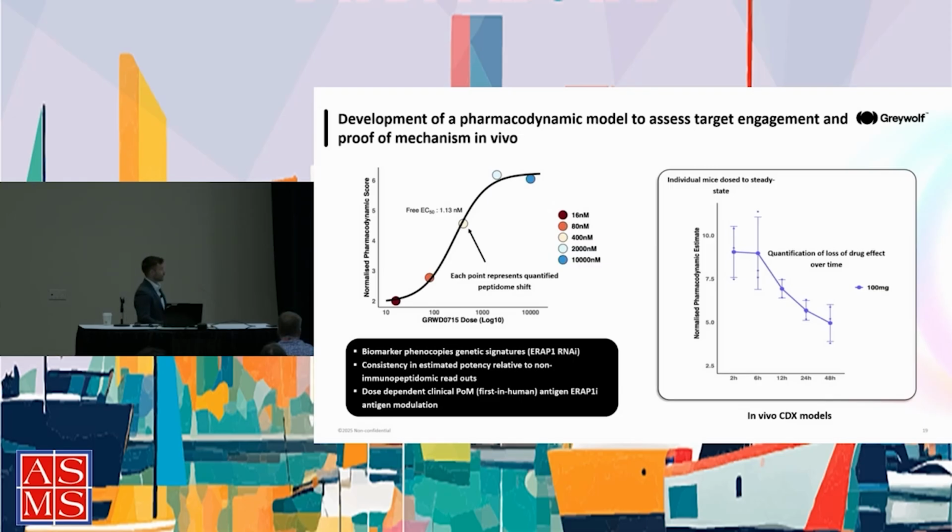So you dose them to steady state, and then what you can do with this biomarker is quantify the loss or the clearance of drug over time. So for ERAP1, we think we have a biomarker that not only phenocopies genetic signatures, which is data not shown here, but can also allow us to do some PKPD work, and obviously now to understand target engagement in the clinic. We're a good way into the clinical trial now, but we've actually used this to demonstrate our first in-human proof of mechanism for ERAP1 inhibition antigen modulation in humans.